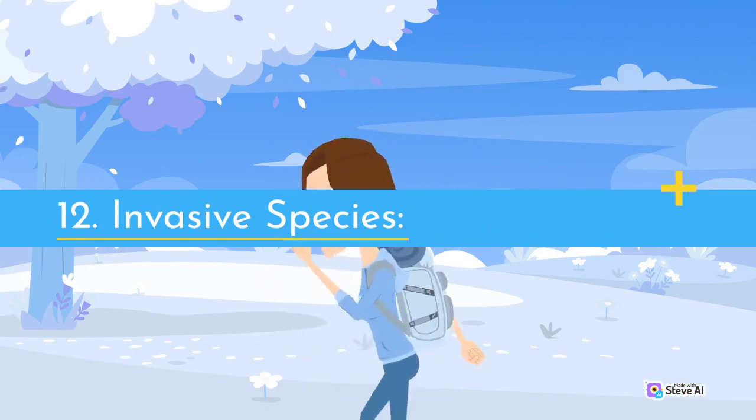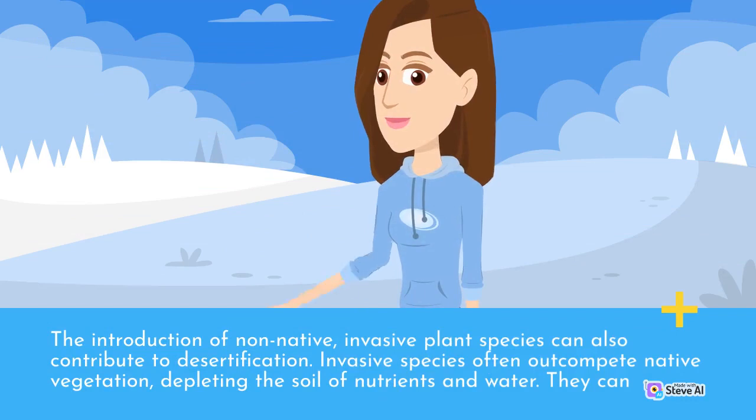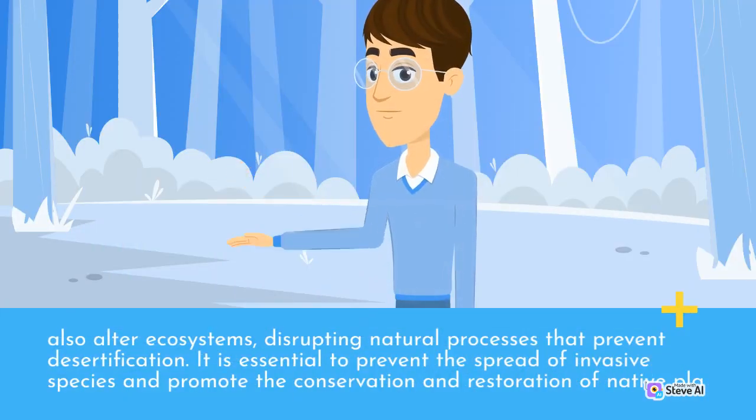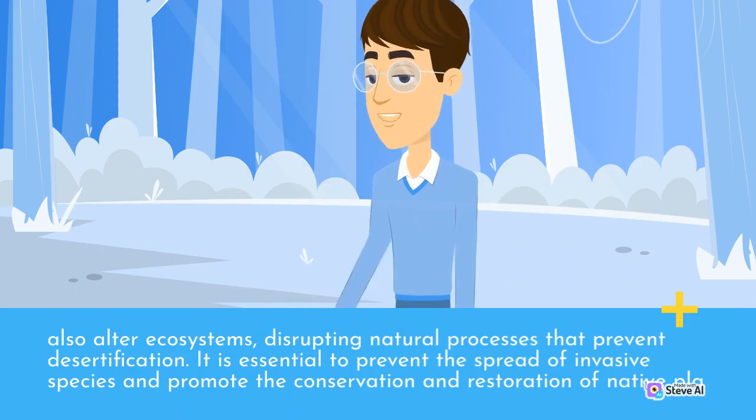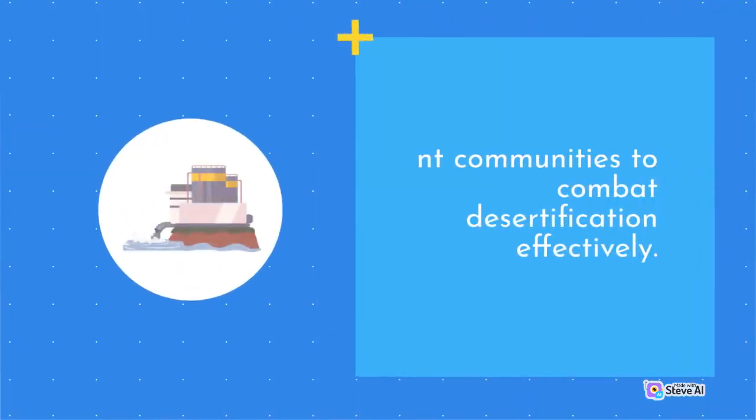12. Invasive species. The introduction of non-native, invasive plant species can also contribute to desertification. Invasive species often outcompete native vegetation, depleting the soil of nutrients and water. They can also alter ecosystems, disrupting natural processes that prevent desertification. It is essential to prevent the spread of invasive species and promote the conservation and restoration of native plant communities to combat desertification effectively.